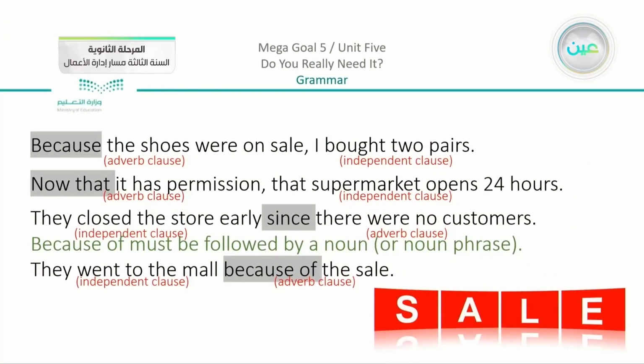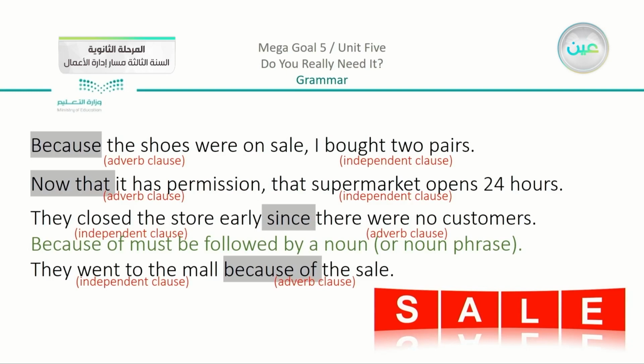Now here in these 4 examples, you can see that the highlighted part, in the gray, is our conjunction. You can see, "Because the shoes were on sale, I bought 2 pairs." Now if I say "because the shoes were on sale," and stop, there is no complete meaning. So this is going to be the adverb clause or the dependent clause, and you have the independent clause, which is "I bought 2 pairs." So why did I buy 2 pairs? Because the shoes were on sale.